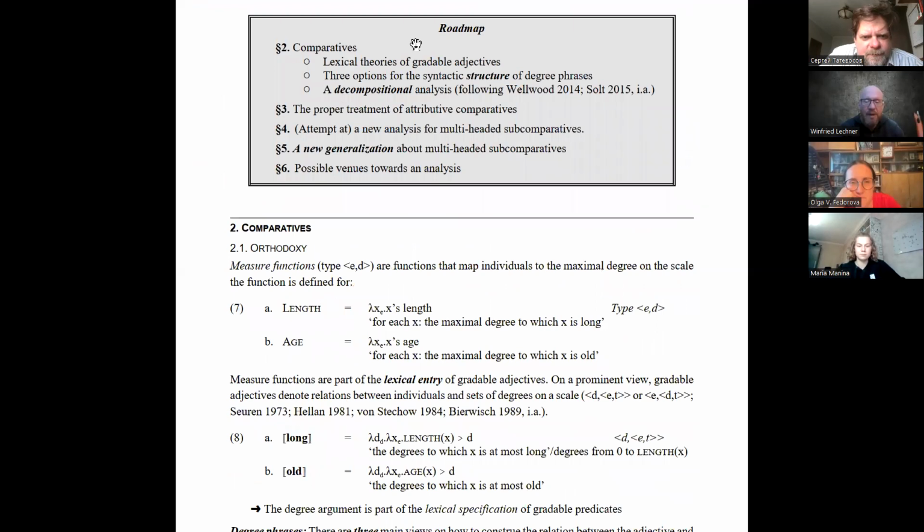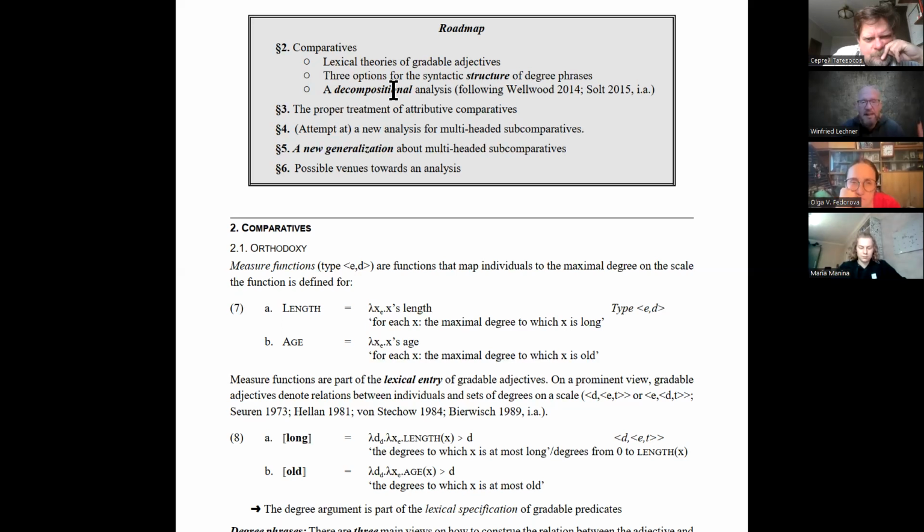So first of all, we will have a very brief introduction on what the standard view is, what the orthodoxy is about what gradable adjectives mean. And there are at least 3 different theories or takes on how the meaningful parts are combined in syntax. We will spell those out. And then we will introduce the decompositional analysis a little bit more in detail. And that will give us a number of results in that only one option survives of the 3 possible options to combine the meaningful parts.